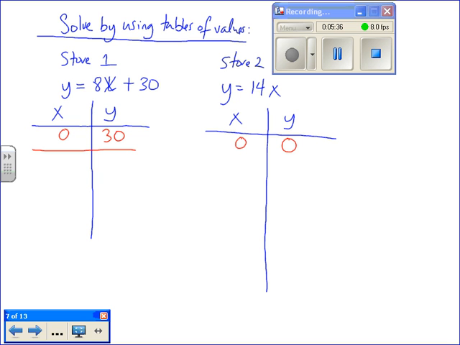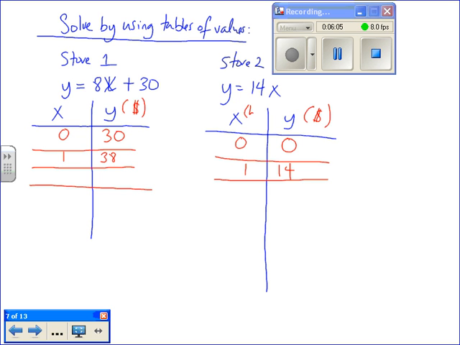The next one that I'm going to do is put in 1 hour. Let's find out what happens after 1 hour. Let's put a 1 for x into my equation for store 1. So I get 8 times 1 is 8, and 8 plus 30 is 38. And for store 2, if I put in a 1 for x, I get $14 for y. Maybe we should also put in for ourselves that y is money.